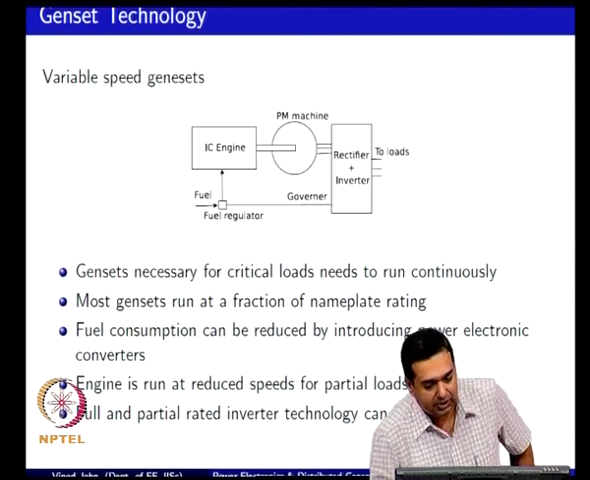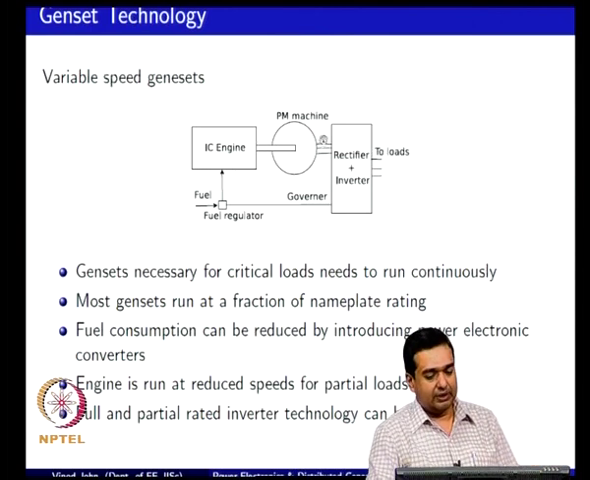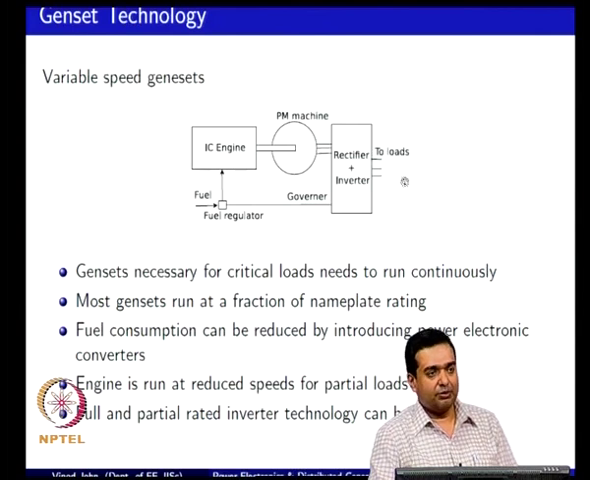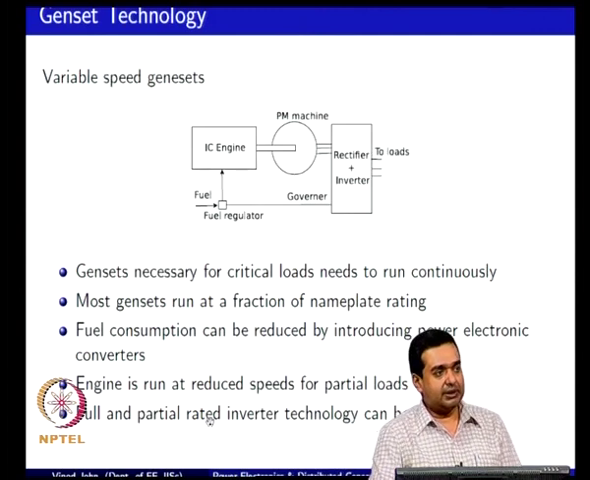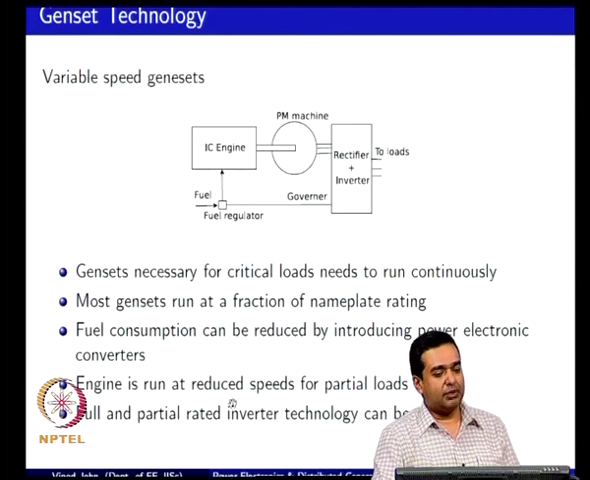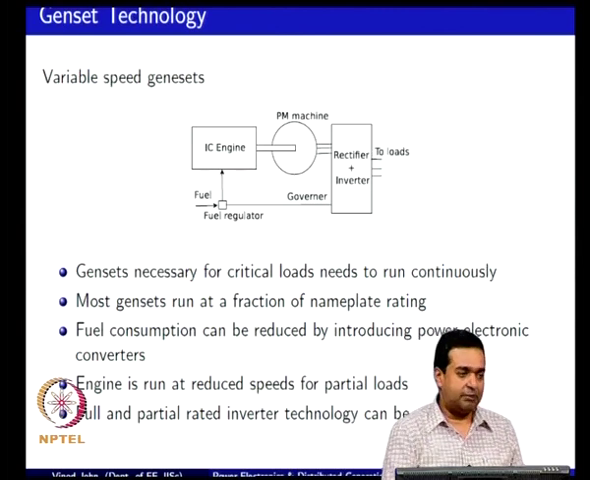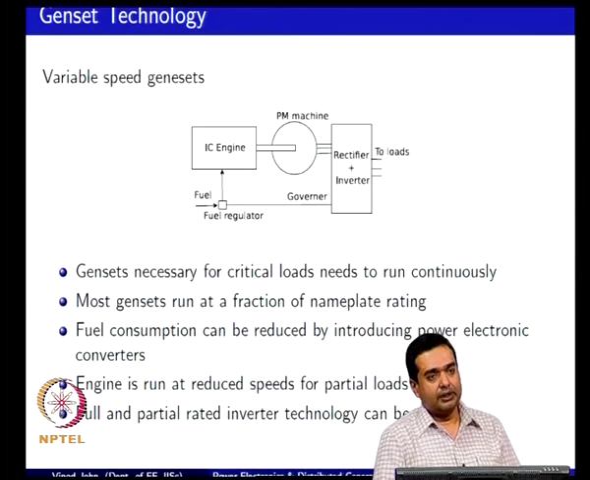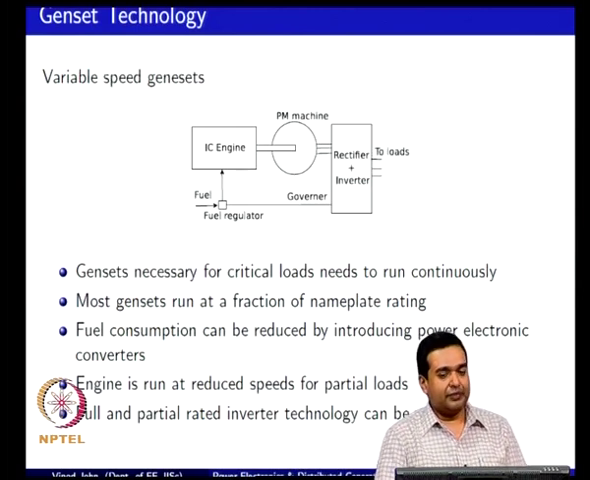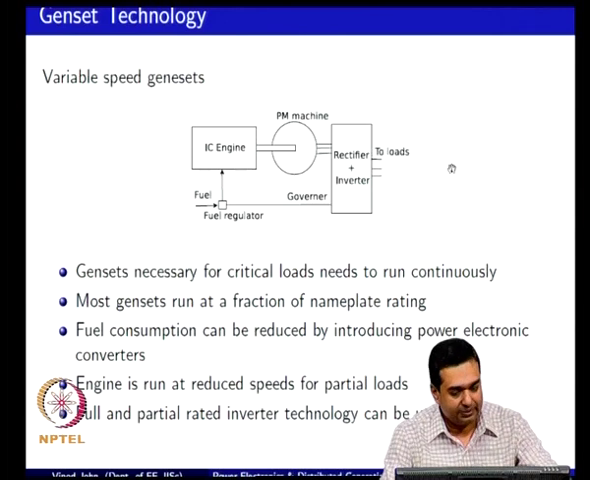You can also say, for example, in this particular slide, you look at a permanent magnet machine which is rectified along with the inverter to actually feed the loads. You can also have full and partial rated generators, similar to what we discussed in the wind application, by having things like doubly fed machines to actually feed loads. And even that, a manufacturer in Bangalore has actually started building doubly fed machine based variable speed gensets. Okay.